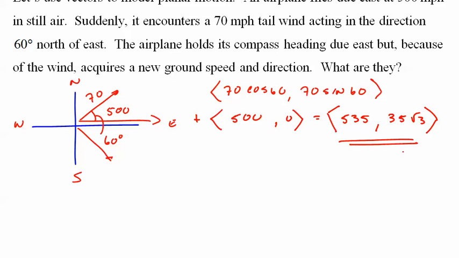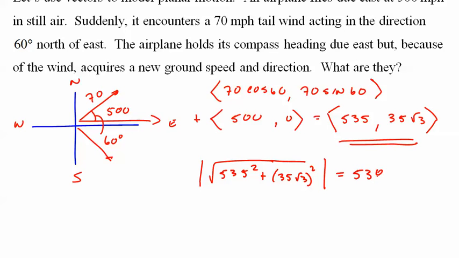And somebody says, well, okay, what's the magnitude? So we do the whole square root. 535 squared plus 35 root 3 squared equals about 538.4 miles per hour. We do have units in here. I should have miles per hour for both of these.